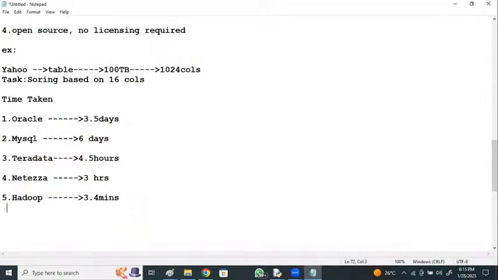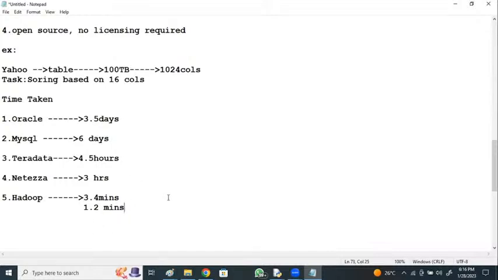has taken 3.4 minutes, and the latest version of Hadoop has taken just 1.2 minutes, right? If you talk about Spark, it will take seconds. Spark's speed is much faster than Hadoop. So this is the Hadoop speed compared with other things that have taken days and hours. Hadoop has taken just minutes of time.